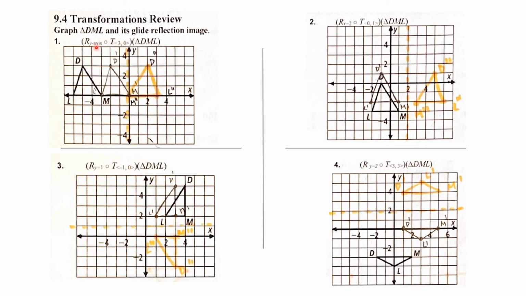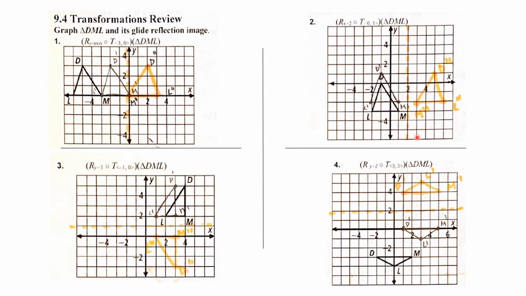3 in the x direction, reflect over the y-axis. So here's my 3 in the x direction translation, and then here's my reflect over the y-axis. So again, your points might be labeled slightly differently. Maybe you just have M', D', and L' over here. But just make sure your orange triangle is in the same place here.